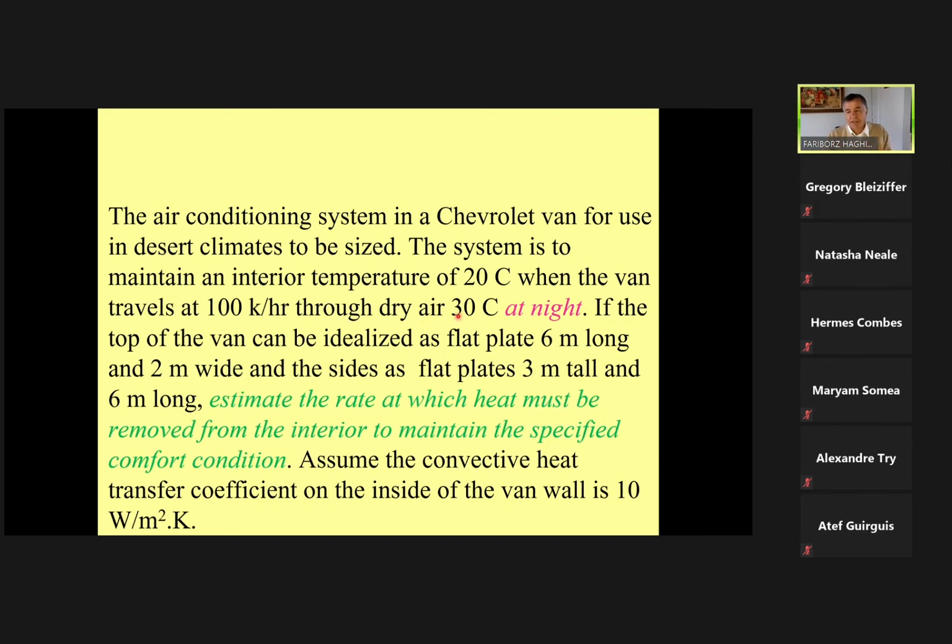Again, the temperature outside is 30 degrees, and at night, because we're trying to simplify the problem, ignore the effect of solar radiation. We only would like to look at the convective heat transfer. If the top of the van can be idealized as a flat plate, 6 meters long and 2 meters wide, and the side is 3 meters. Therefore, the car is 6 meters by 2 and 2 by 3. Estimate, what they're asking you here, the rate at which heat must be removed from the interior in order to keep the temperature comfortable at 20 degrees. Therefore, again, don't try to do it right now because we do not know the equation, but at least this is one of the applications.